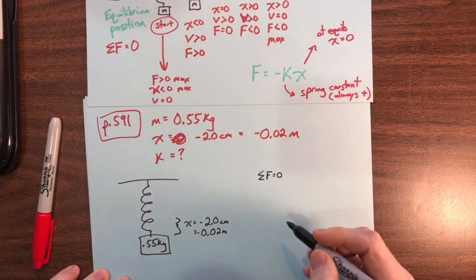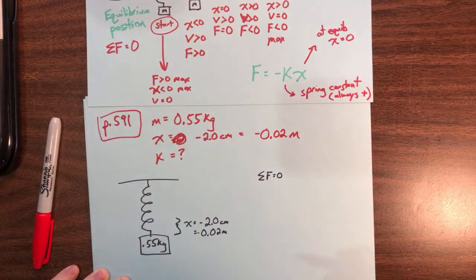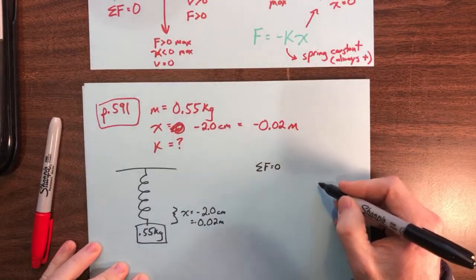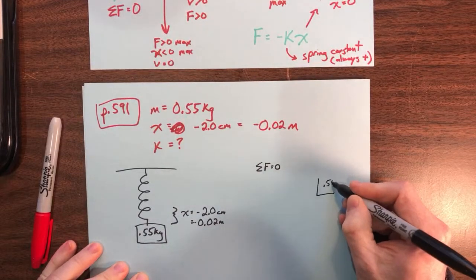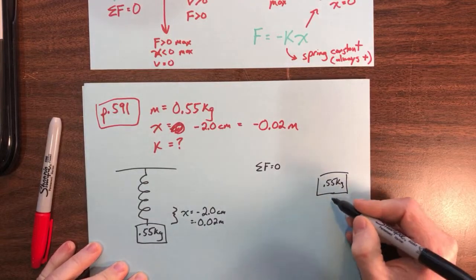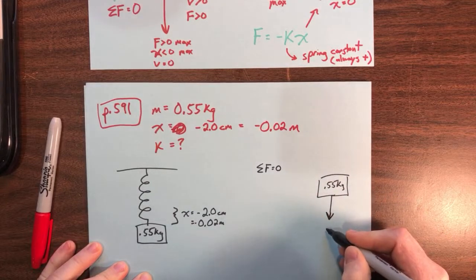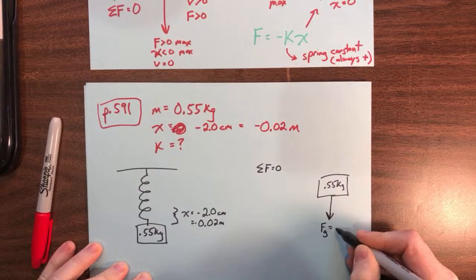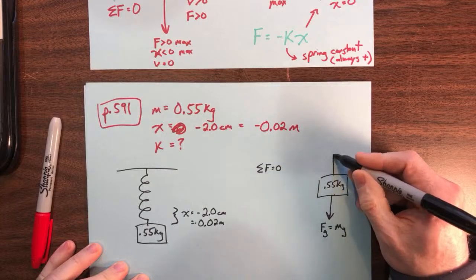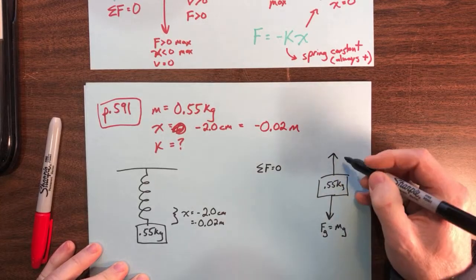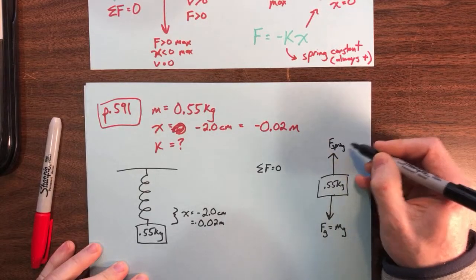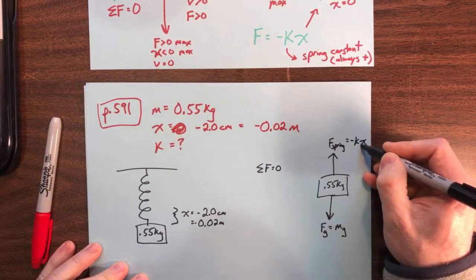And if your net force is 0, that means that both of the forces acting on this mass are going to be equal. So let's go ahead and look at those two forces. So we have this mass of 0.55 kilograms. We're going to draw a very simple free body diagram. Downward pulling is your force due to gravity, which we know is mg, all right? And you have your force due to the spring, that's going to be your upward force, we'll call that spring, all right? That's going to be negative kx, okay?